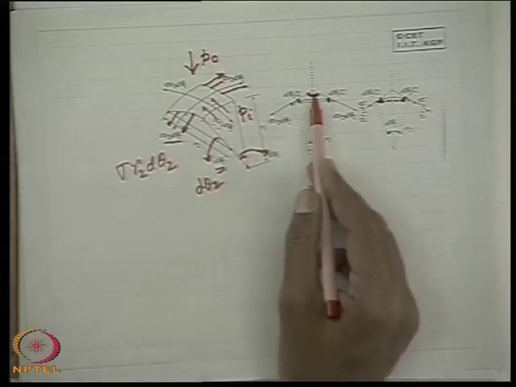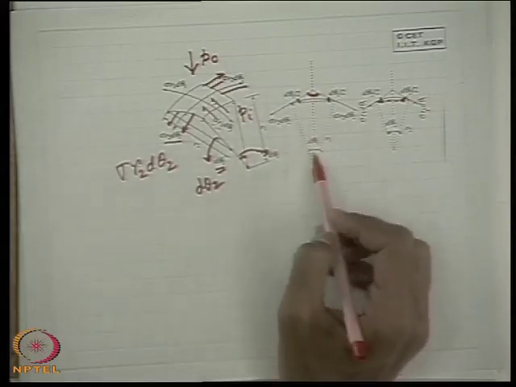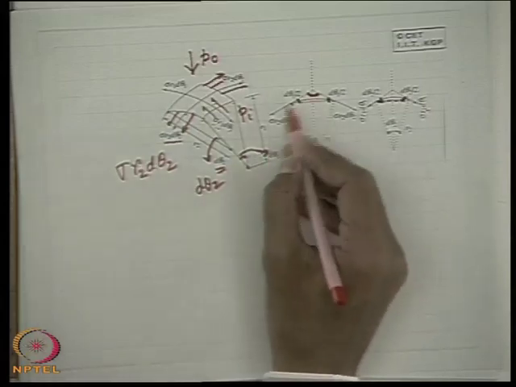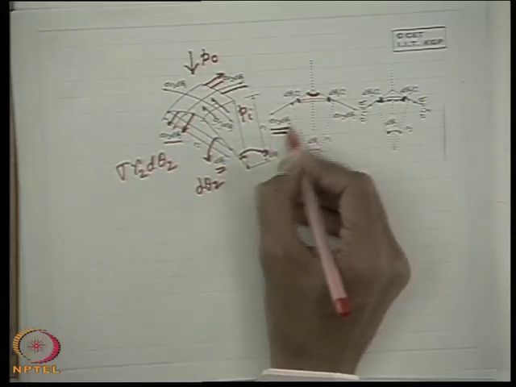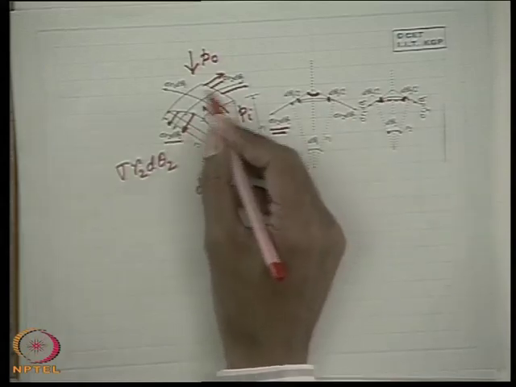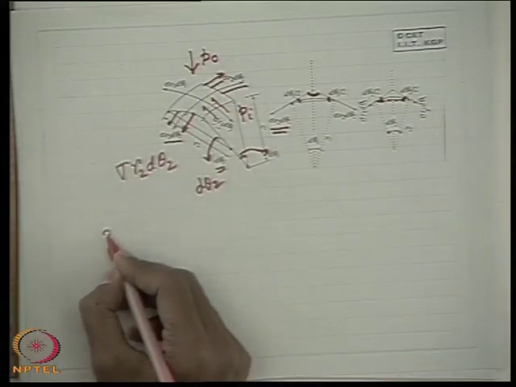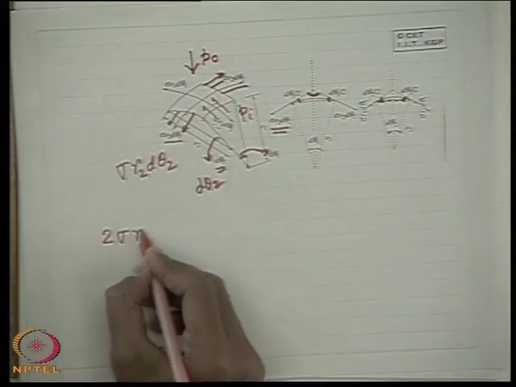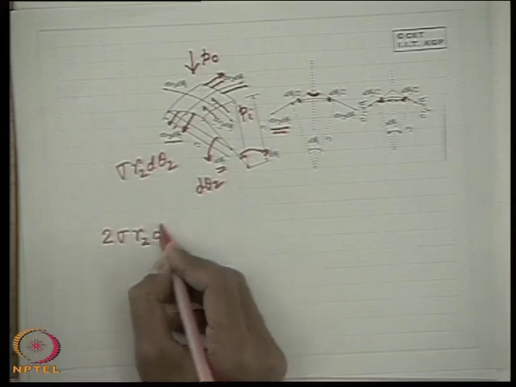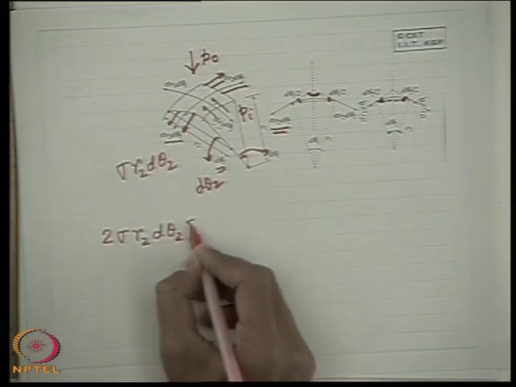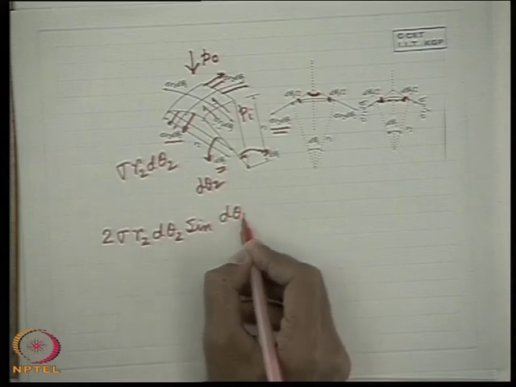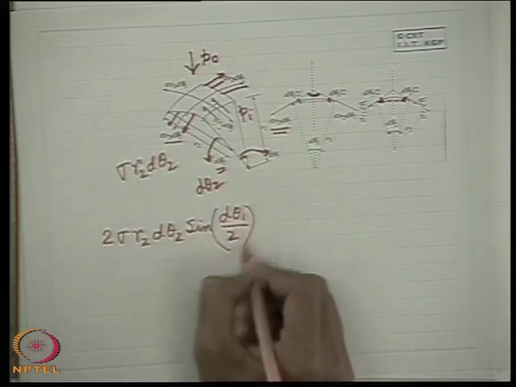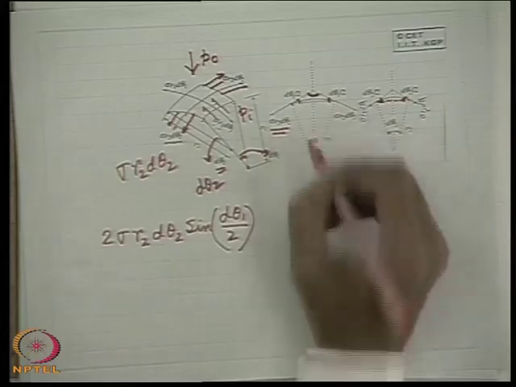Now if we make a force balance in the vertical direction, we get the surface tension forces acting: 2 sigma R2 d theta 2 into sine of d theta 1 by 2, the vertical component, where the angle is d theta 1 by 2.